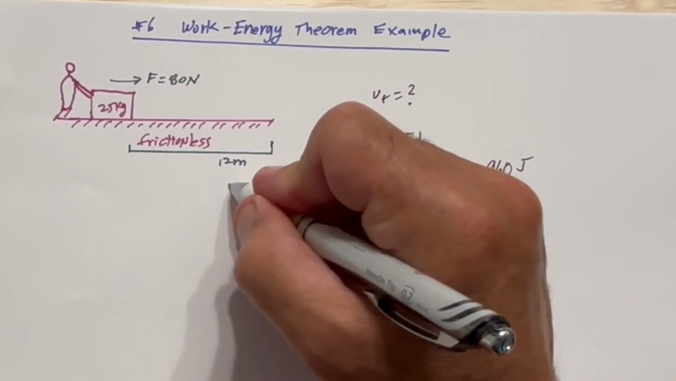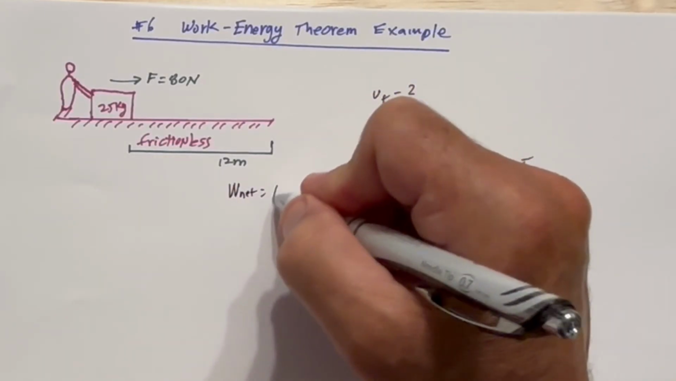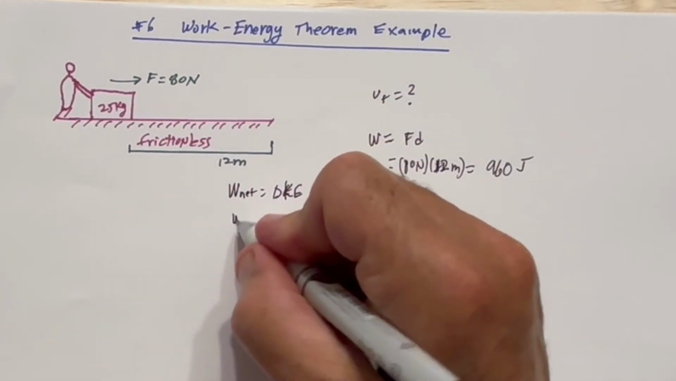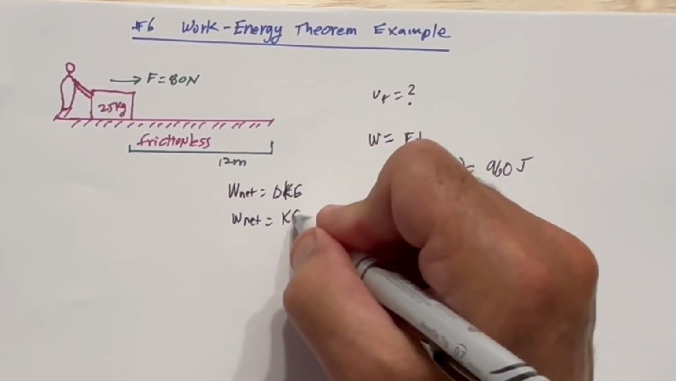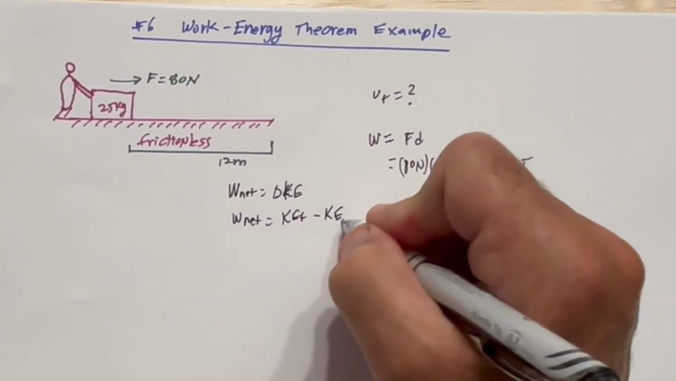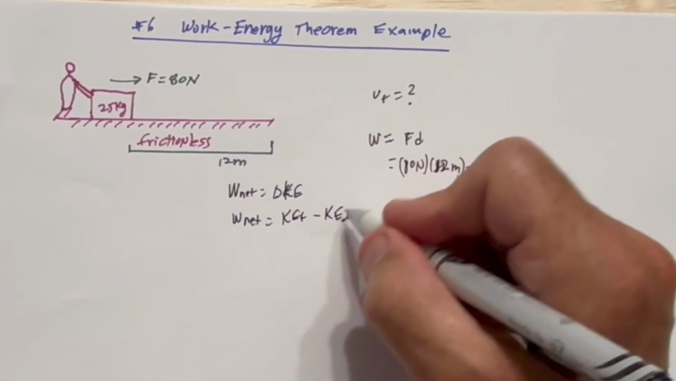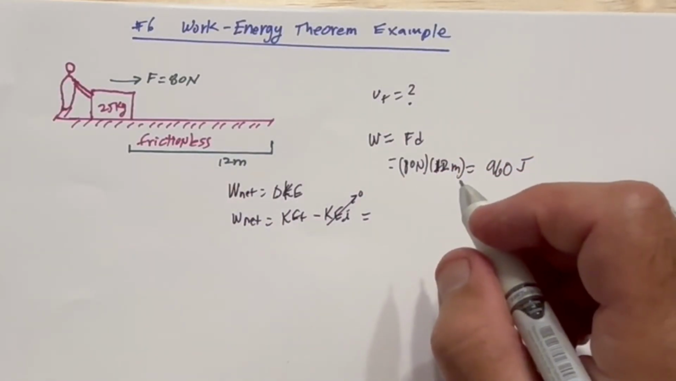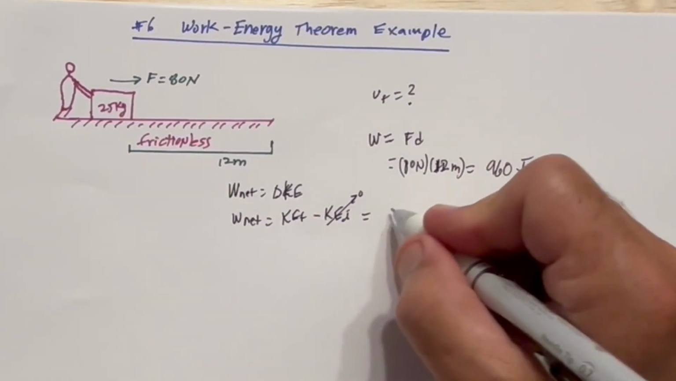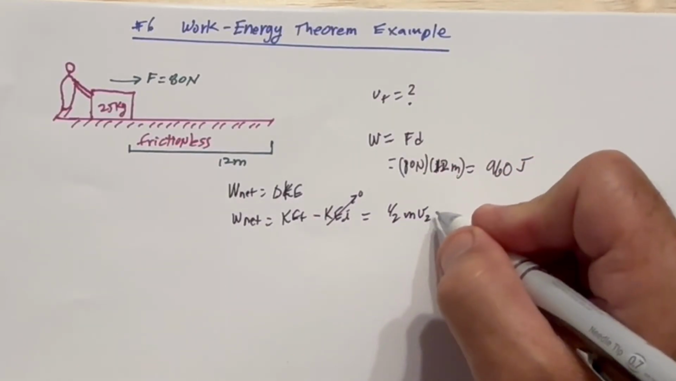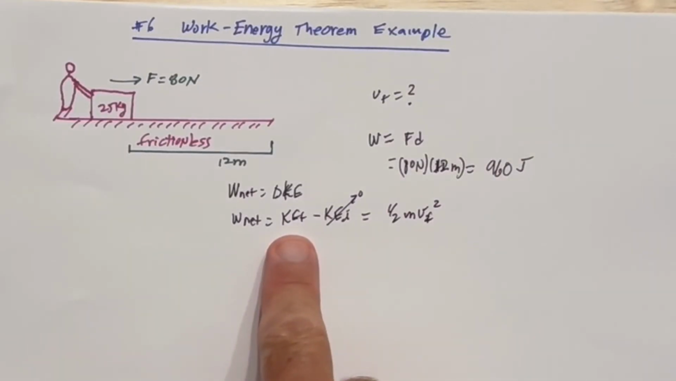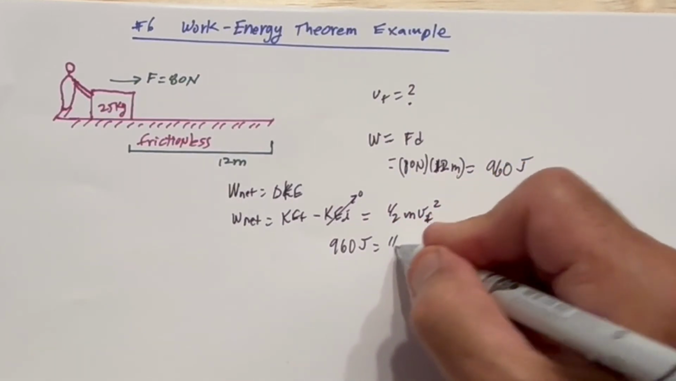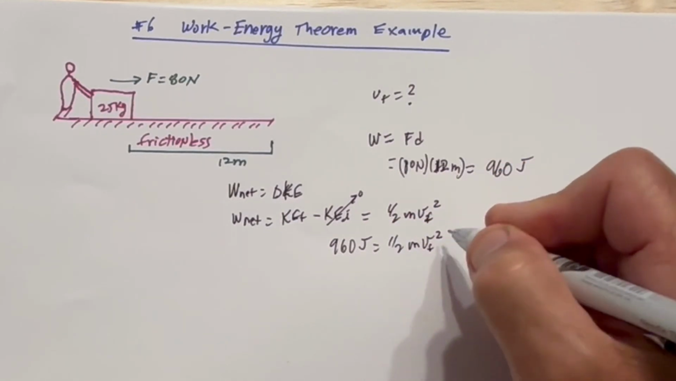So now let's use our work-energy theorem. Work net is equal to the change in kinetic energy. So work net is equal to the kinetic energy final minus the kinetic energy initial. And we know that the initial kinetic energy is 0 because the box was at rest until the person started pushing on it. So this is just going to be equal to 1/2 m v final squared, because that's just the kinetic energy final. And we know the work is 960 joules. That's equal to 1/2 m vf squared.